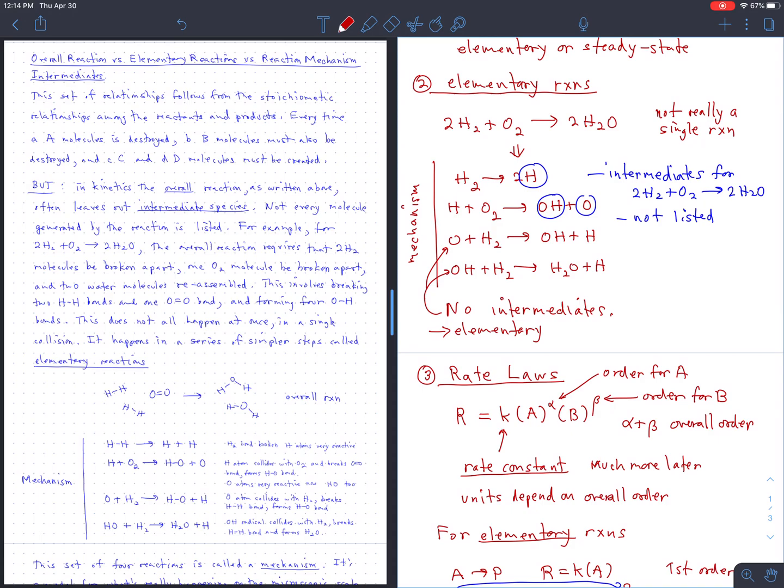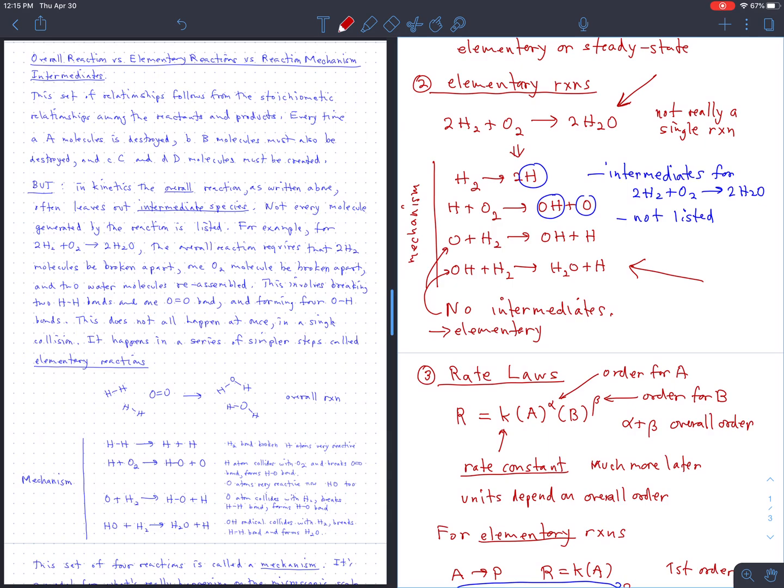Then we talked about the fact that when we write down an overall reaction like this water-forming reaction, it's really not the whole story. It's an overall reaction that's keeping track of the stoichiometry, but it's not telling us what's going on microscopically. In order to know what's going on microscopically, you have to write a mechanism, and the mechanism is composed of elementary reactions.